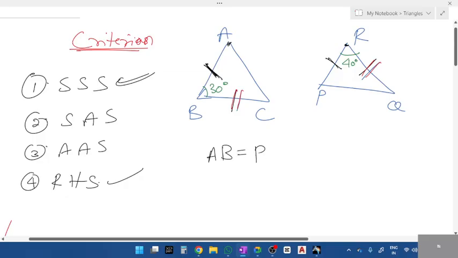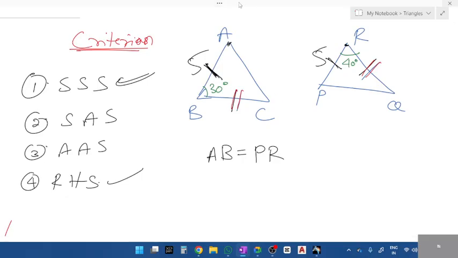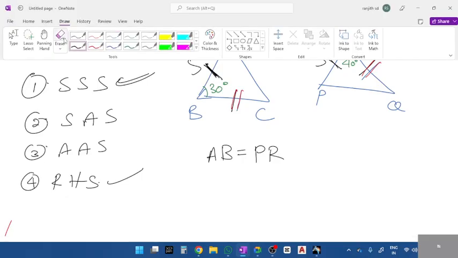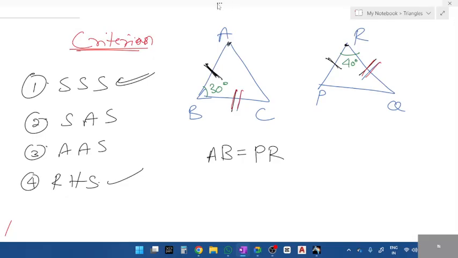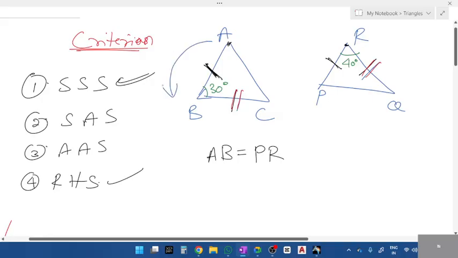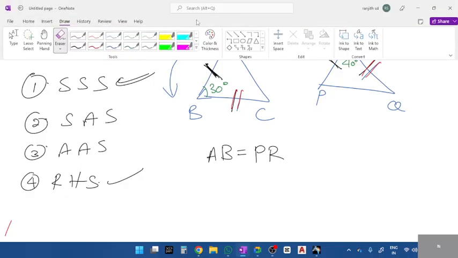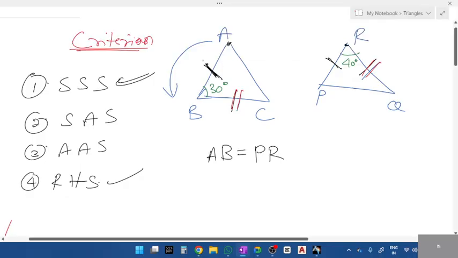AB is equal to PR. If not, they'll just give it like this, 5 and 5. Sometimes they'll give 5 centimeters. Sometimes they'll give a single line. Did you understand the difference? Okay. First point. Next, which way are we traveling, clockwise or anti-clockwise? This is anti-clockwise. Clockwise is like this, 12, 1, 2, 3. You can start clockwise or anti-clockwise, it doesn't matter. But I'm going according to the value.